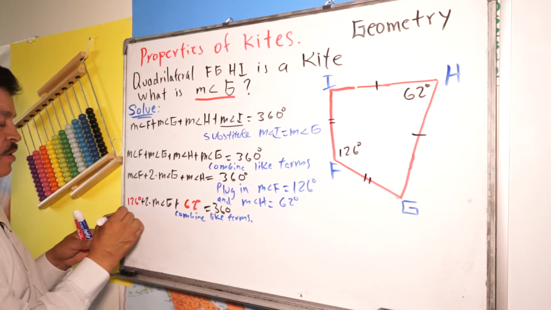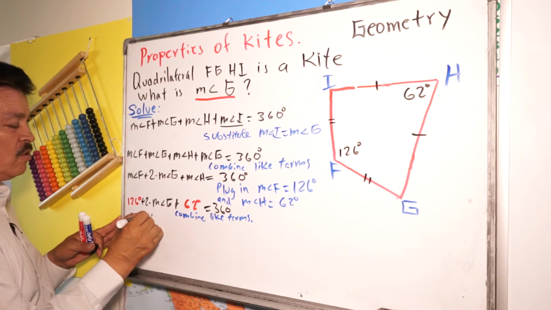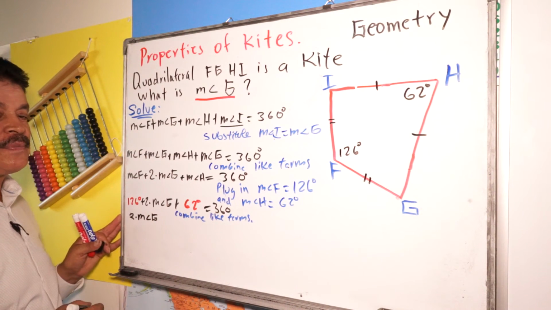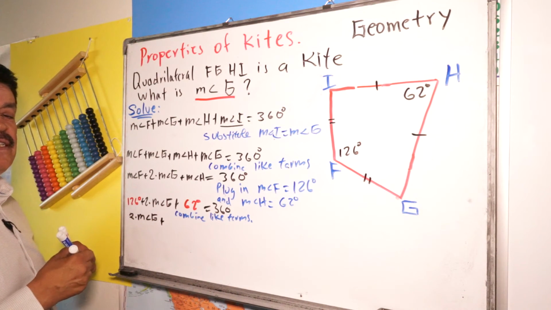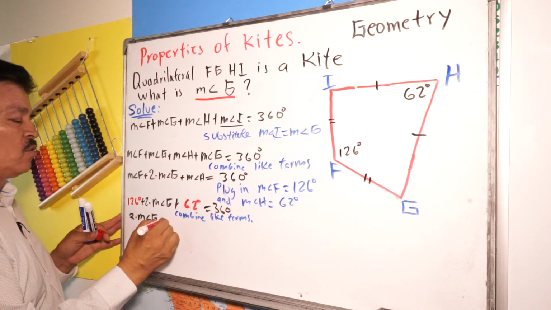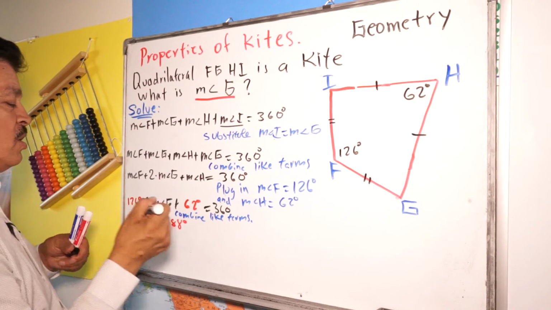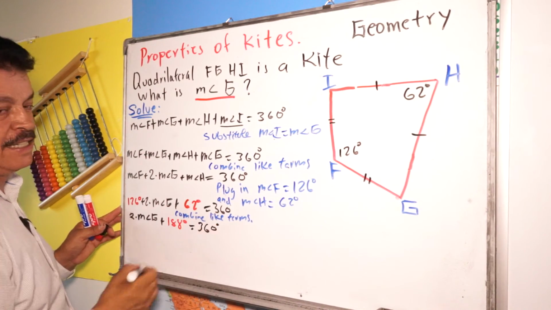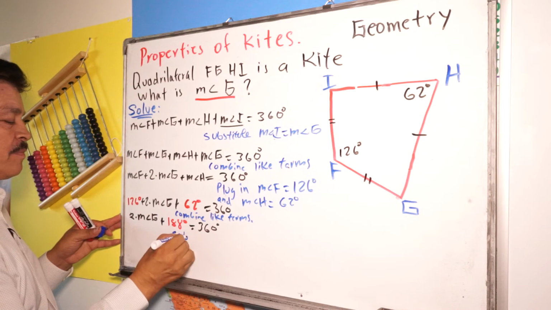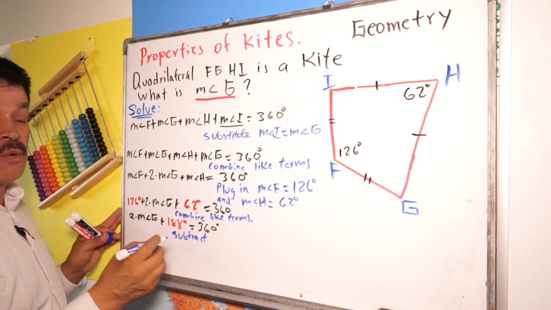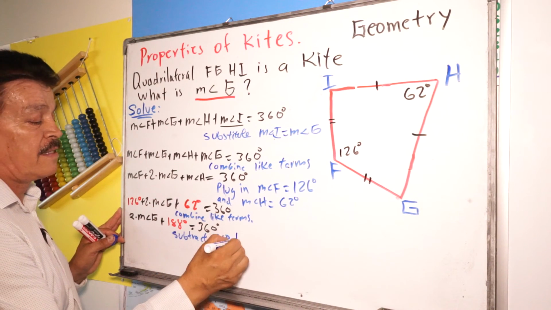Next step, we are going to have 2 times the measure of angle G, plus, if you combine 126 plus 62, 188 degrees, equals 360 degrees. Now subtract 188 degrees from both sides.